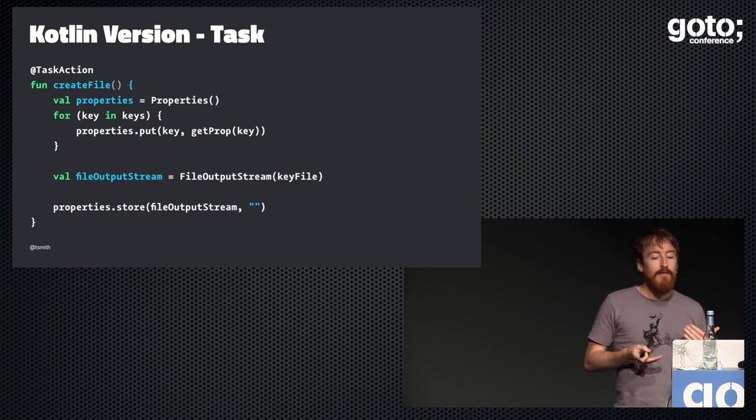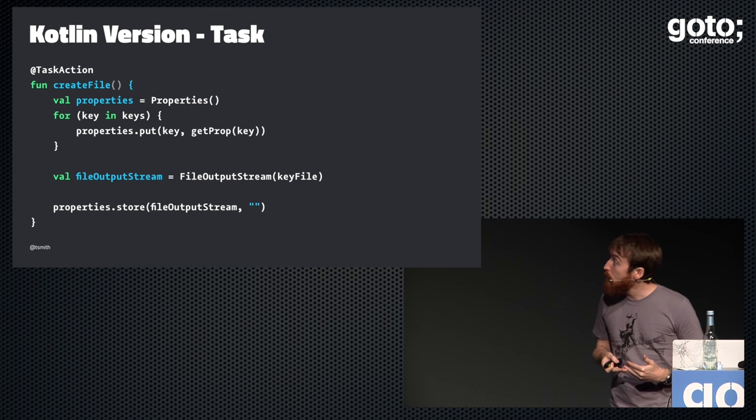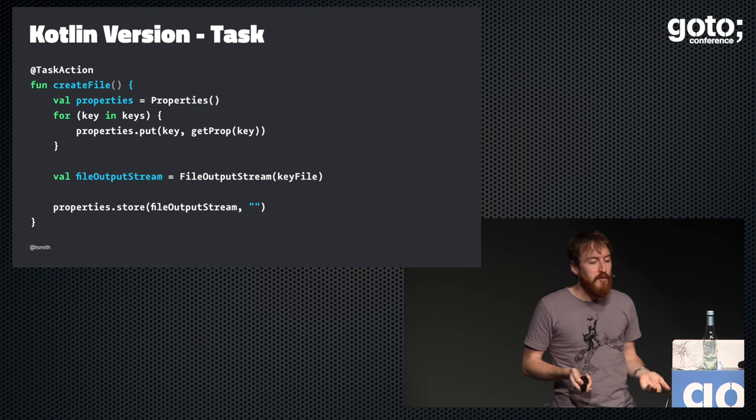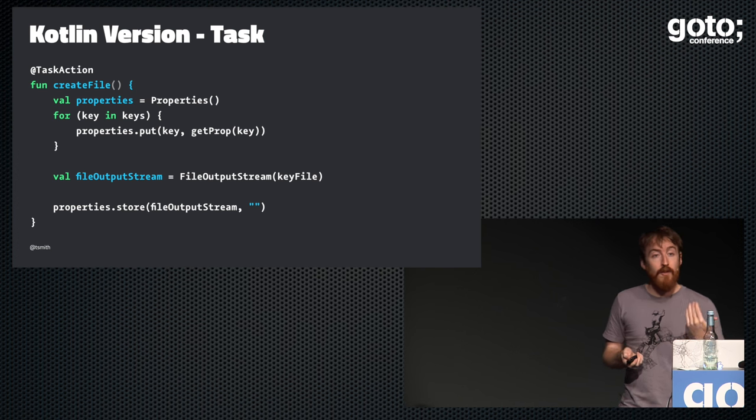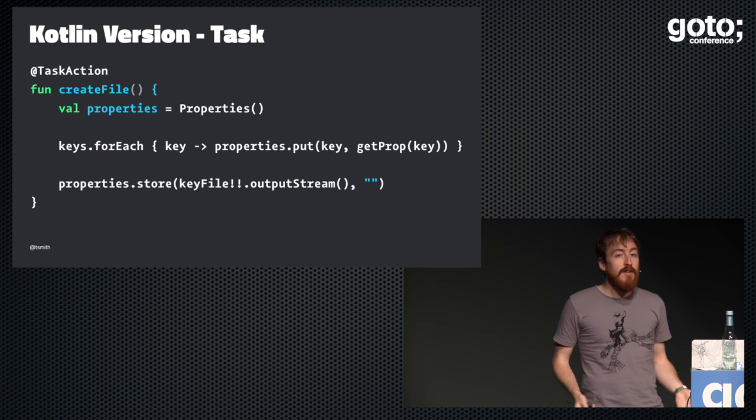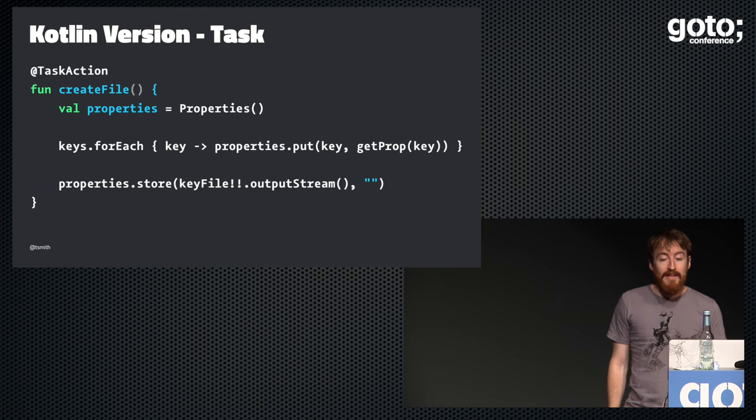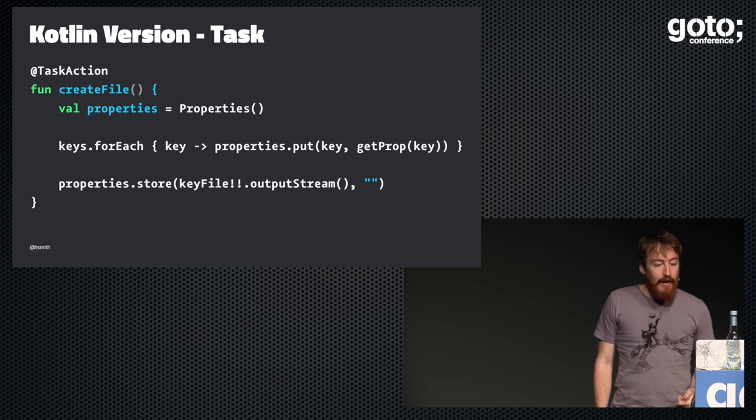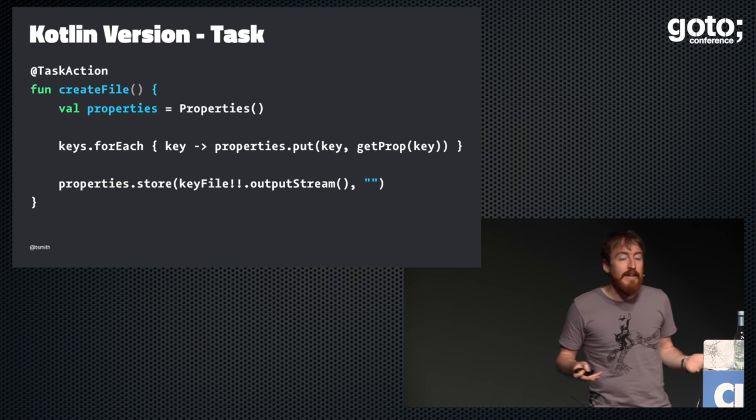Here's that version of the createFile function when translated line by line, similar to Groovy. Kotlin does not have checked exceptions, so any uncaught exception will just be elevated to the caller. Here we have another version that's a bit more idiomatic. We've replaced the for loop with a forEach and a function literal. But what's more interesting here is this last line. Here we're using the double bang operator. Remember how keyFile was nullable? Well, what we're saying here with the double bang operator is that if keyFile is null, just throw the null pointer exception. And that's another way to deal with nullable objects coming from Java.